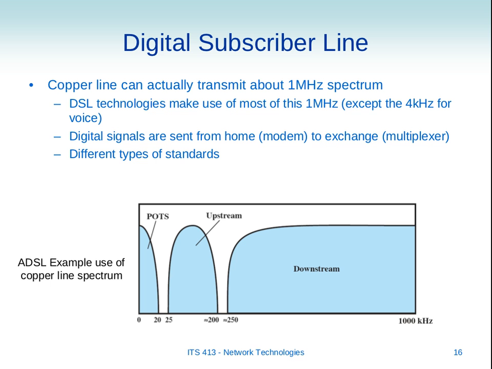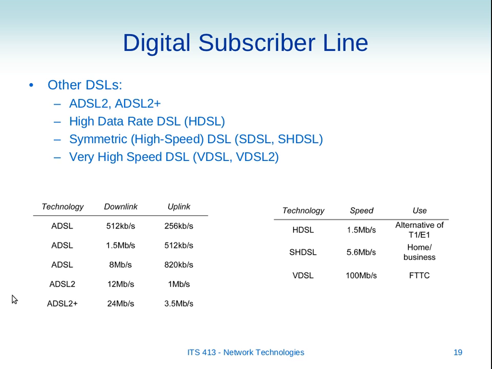There are variations. This shows a spectrum of 1 megahertz. That is, the bandwidth available is about 1 megahertz. With ADSL 2 and ADSL 2 plus, that actually goes up to 2 megahertz. This is just the same diagram that I have here. These were the maximum speeds we can achieve with different variations of ADSL, going from 8 megabits per second downlink up to 24 megabits per second with the ADSL 2 plus standard.